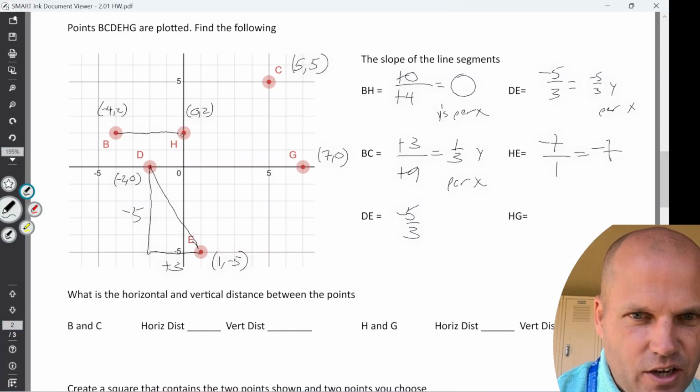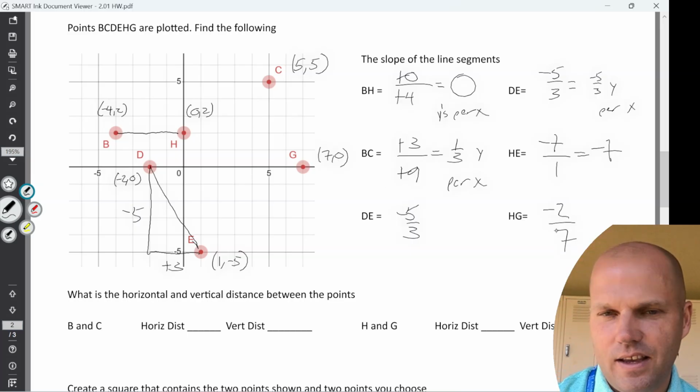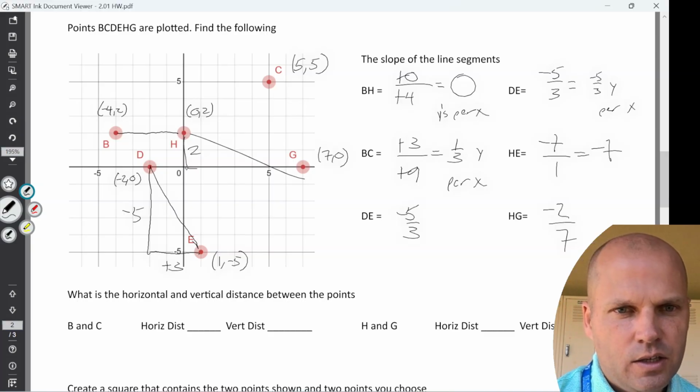Where were we? HG. Okay, well, I can see that my x's go from 0 to 7. My y's go from 2 to 0. So my y's decrease by 2, but my x's increase by 7. I would say that HG's line segment goes down 2/7 of a y per x. Cool.